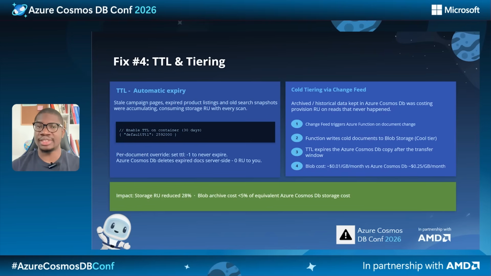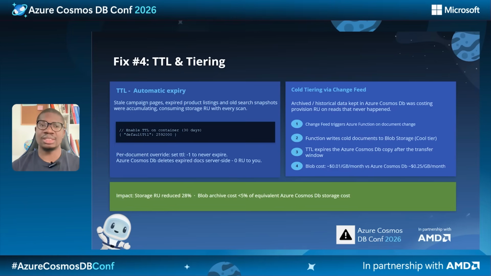TTL is the simplest lever. You set the default to, let's say, the equivalent of 30 days, and Azure Cosmos DB deletes that document server side at 0 RU cost. The one edge case to handle is evergreen documents like global footer or core navigation, which must be set explicitly to -1 so that they never get deleted.